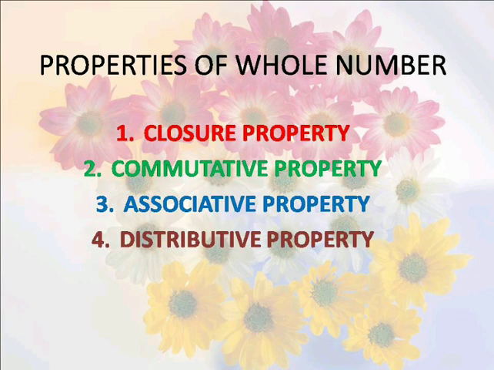With this beautiful quotation, let's start with our topic, that is properties of whole numbers. So today we will discuss properties of whole numbers. There are basically four properties of whole numbers. Number one is closure property. Number two is commutative property. Number three is associative property. And number four is distributive property.